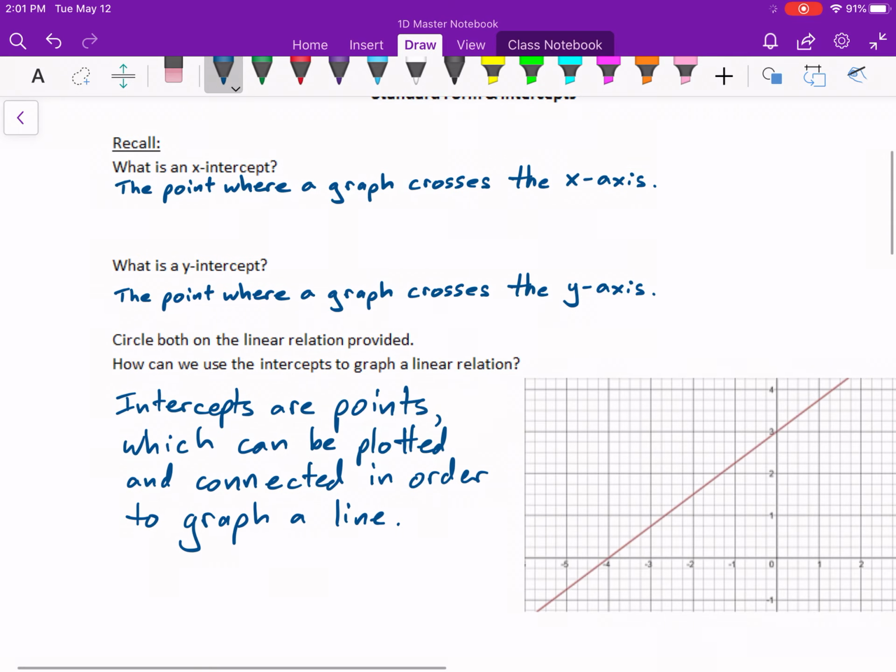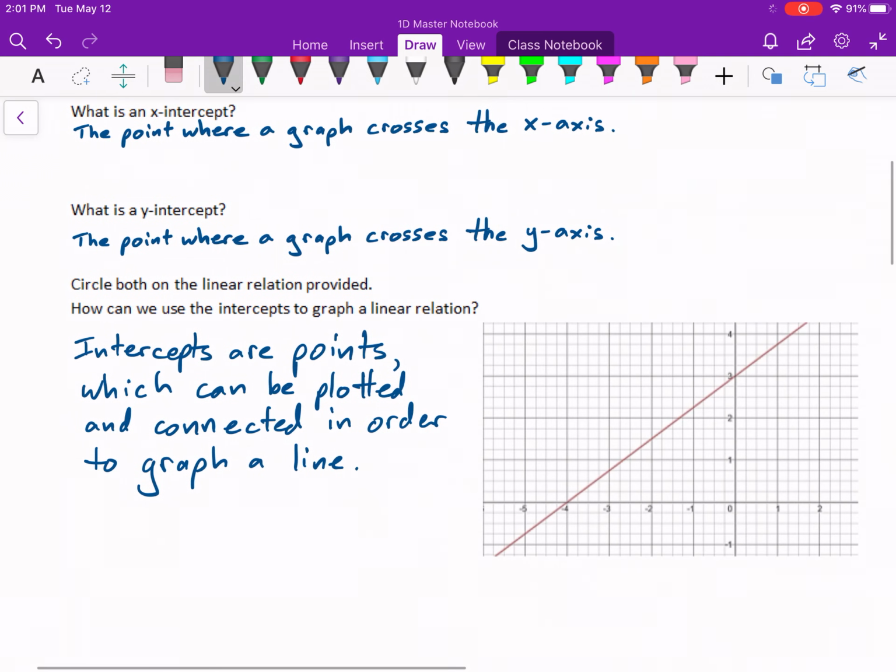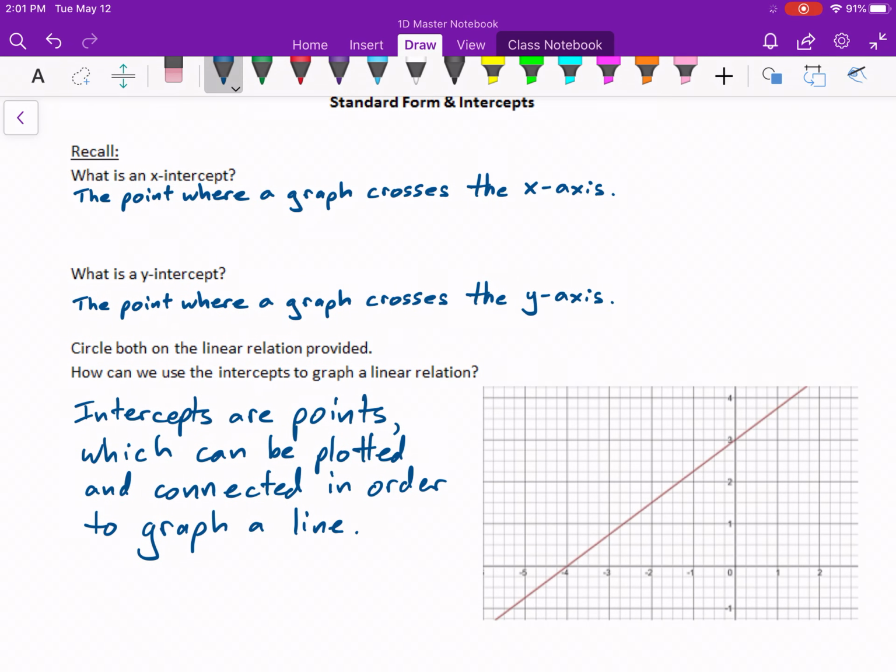All right, so here's a little bit of a recap of some of the things that we've learned previously. An x-intercept is the point where a graph crosses the x-axis. In the picture on your screen, the x-intercept here is at -4. It's on the x-axis. I put a green dot there just to represent it. The y-intercept is the point where a graph crosses the y-axis. On the grid, I put a light blue dot at +3. That's my y-intercept.